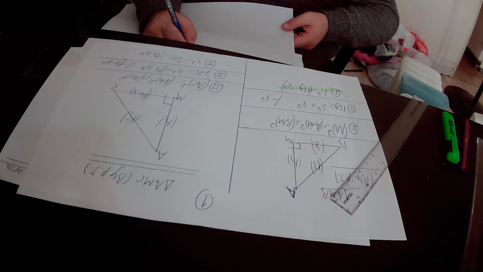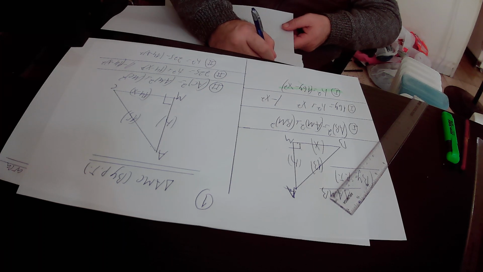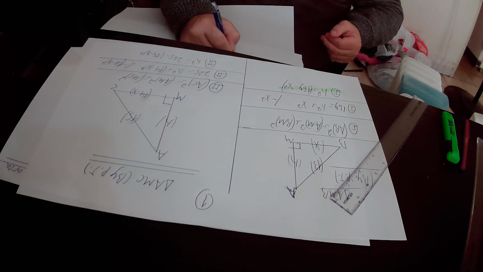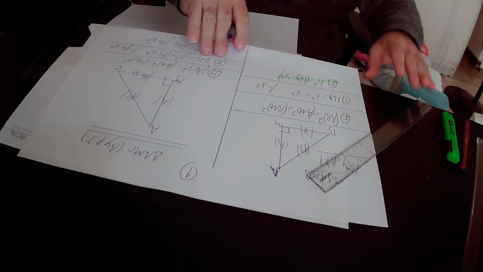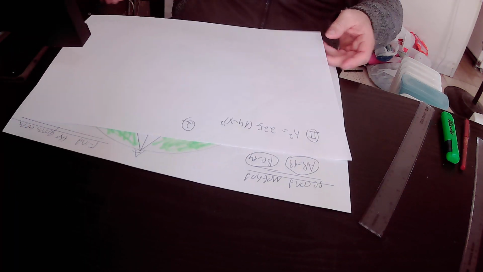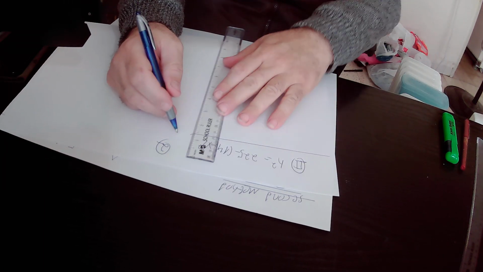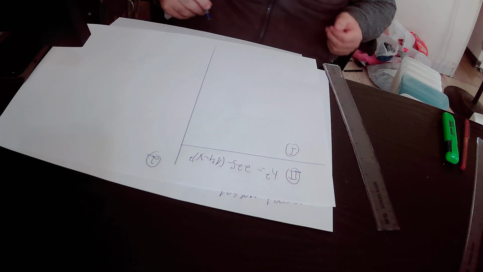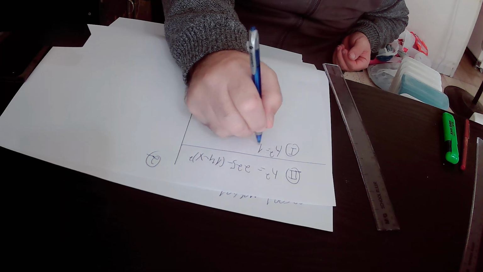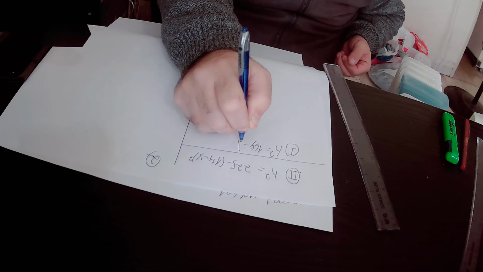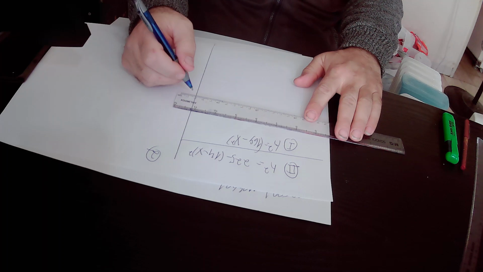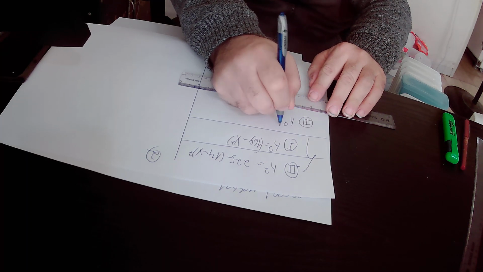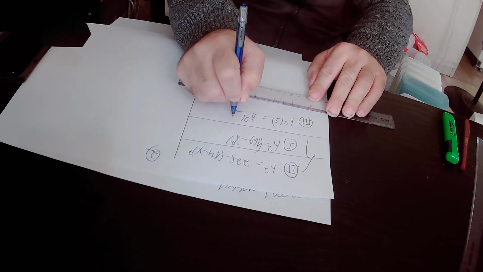Repeating, according to equation number 2, we found that H squared equals 225 minus (14 minus X) squared. And according to equation number 1, we already found that H squared equals 169 minus X squared. So we have two different expressions for H squared. Therefore, we create equation number 3, which states that H squared according to equation number 1 must be equal to H squared according to equation number 2.